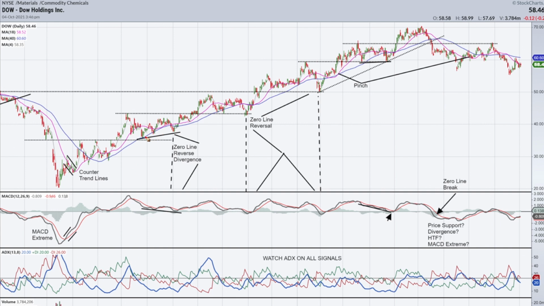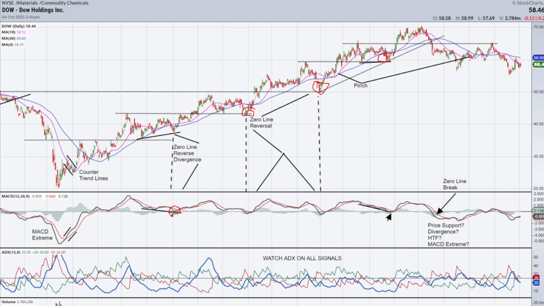Now, let's just go back. I want to show you this one pattern specifically, because these are all zero line reversals. So this is a zero line reversal, so is that, and this is as well. But this one had a higher bottom. We came down to support and then made a higher low, and the MACD made a lower low. So this is actually reverse divergence and a zero line reversal.